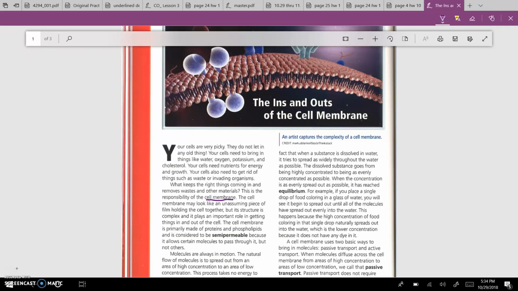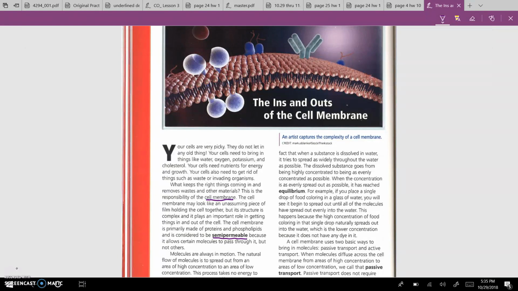The cell membrane is primarily made of proteins and phospholipids and is considered to be semi-permeable because it allows certain molecules to pass through it, but not others. Basically, what semi-permeable means is that objects can pass through the membrane, but it's up to the membrane to decide. So it's not just going to let any old thing through. It gets to decide.